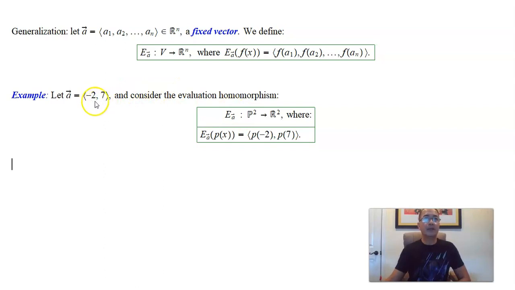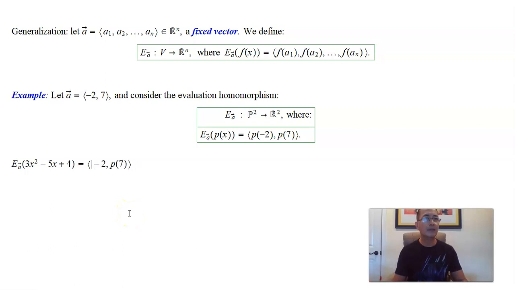And because we have two numbers here that we're going to plug in, our output will be in P2. Okay, so let's play around. What will happen if we plug into E sub a the polynomial, let's say 3x squared minus 5x plus 4? Okay, so the definition says we must plug in negative 2 and 7 into this polynomial. Okay, so what happens when we plug in negative 2?